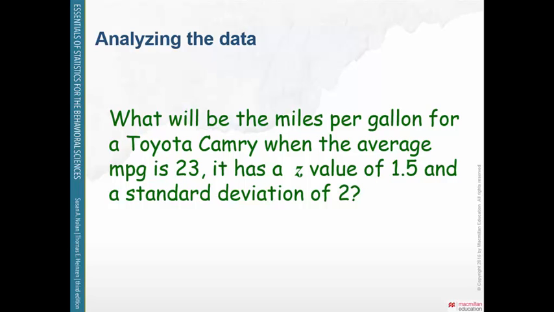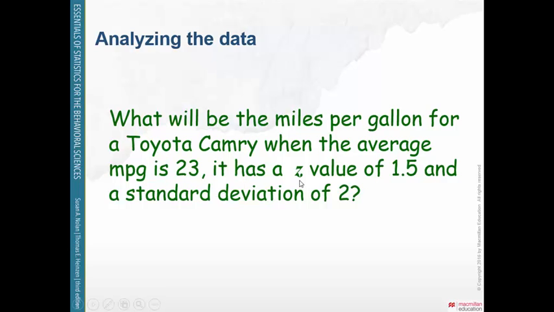All right, what about this? What if we tried to solve for something else in that equation? This is going to bring you back to maybe some high school math that we hopefully can remember. And don't worry, I'll help you through it. What will be the miles per gallon for a Toyota Camry when the average miles per gallon is 23? It has a z-value of 1.5 and a standard deviation of 2.